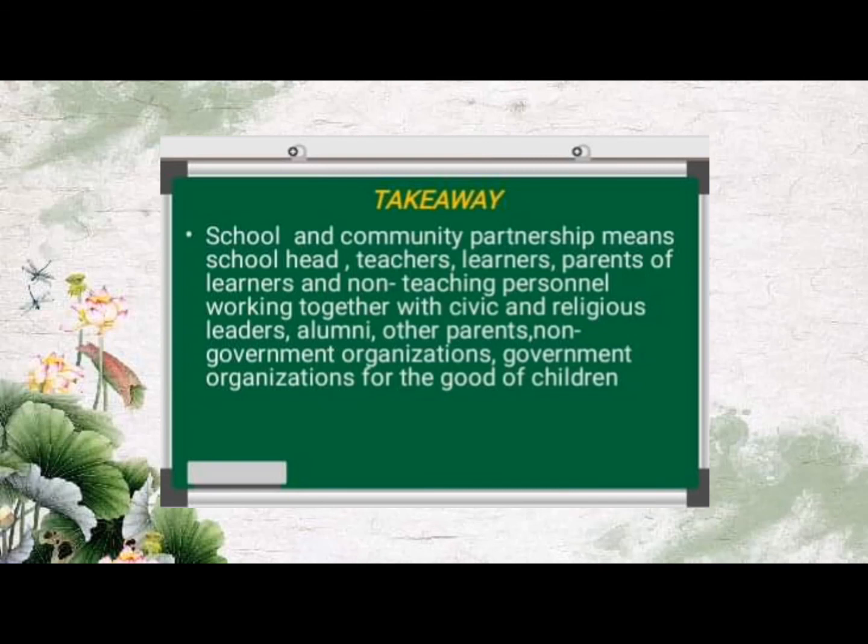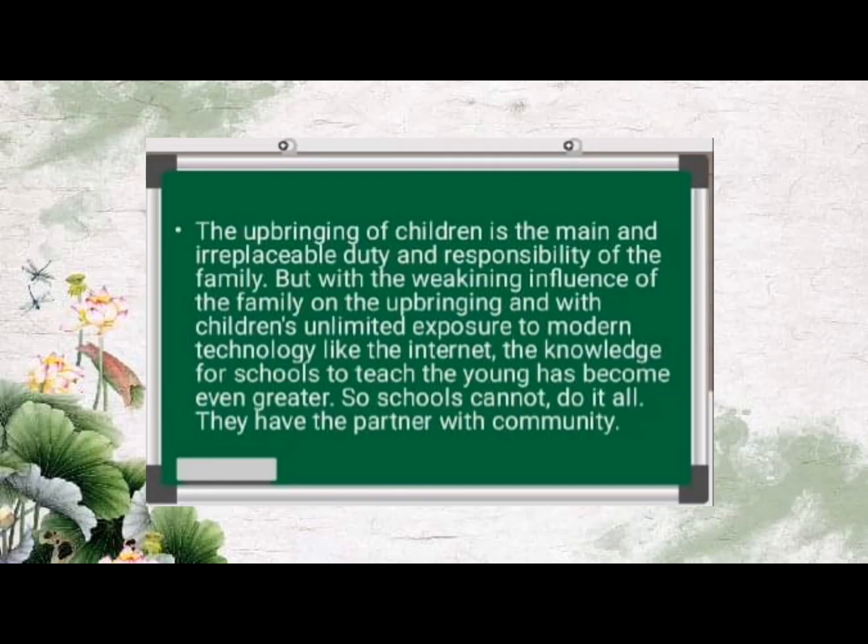Now, we have here the takeaways. School and community partnership means school head, teachers, learners, parents of learners, and non-teaching personnel working together with civic and religious leaders, alumni, other parents, non-government organizations, and government organizations for the good of children.